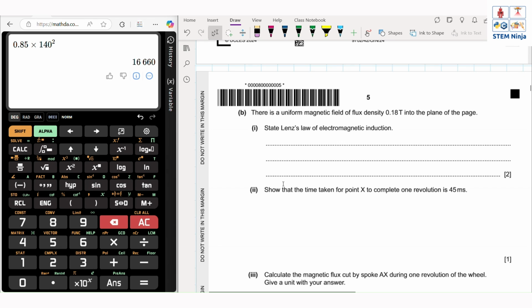There is a uniform magnetic field of flux density 0.18 Tesla into the plane of the paper. State Lenz's law of electromagnetic induction.